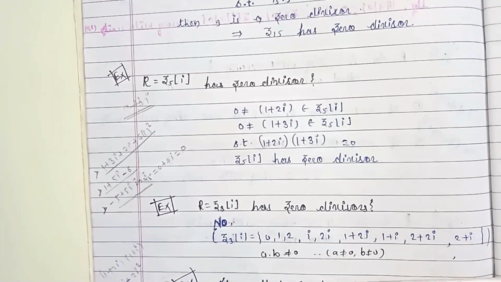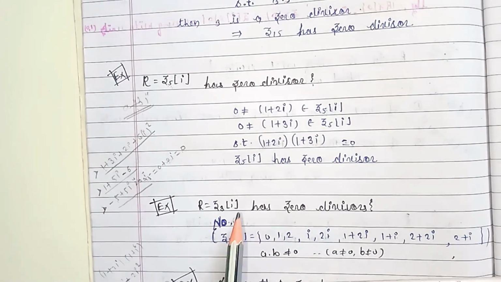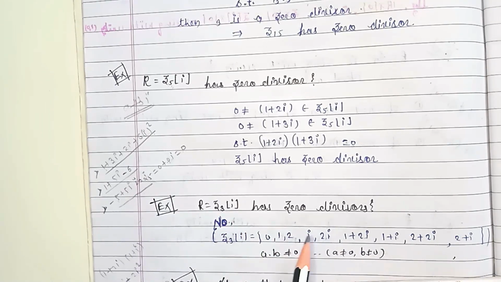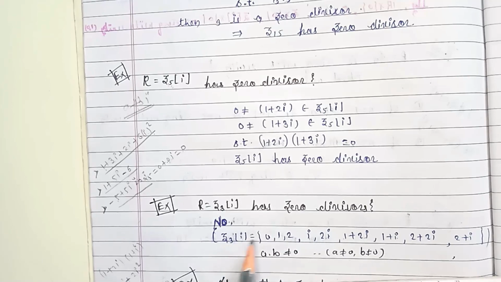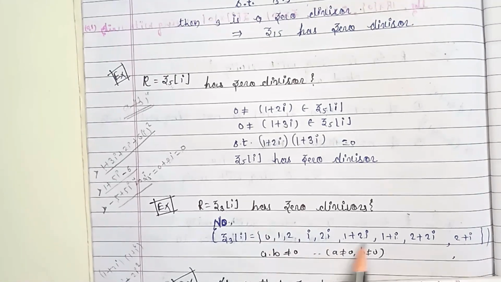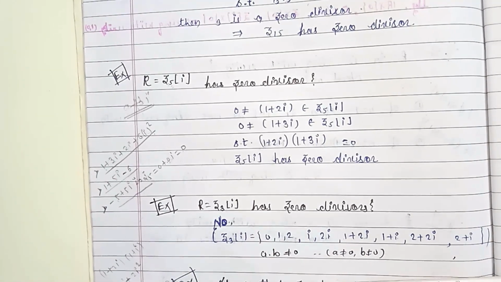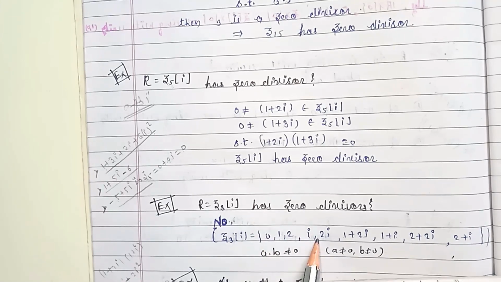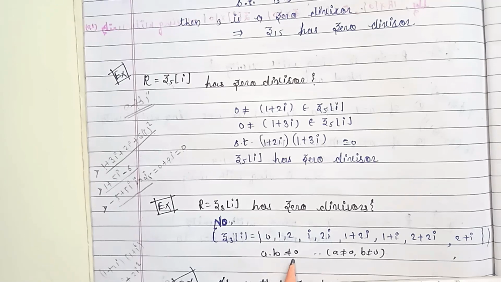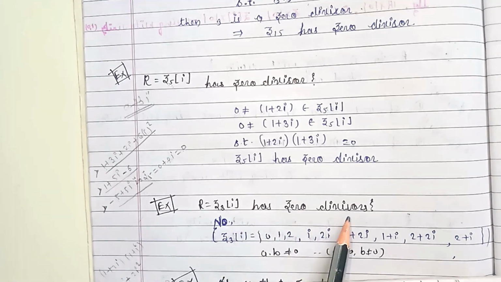Okay, so similarly we can check it for Z3i. Can we find elements which are non-zero but their product is 0 in Z3i? Now let's check it. Z3i has the elements 0, 1, 2, i, 2i, 1 plus 2i, 1 plus i, 2 plus 2i, and 2 plus i. How these are elements I already explained in my previous lecture. You can check it in my playlist. So there are no two non-zero elements such that their product is 0. So Z3i does not have a 0 divisor.